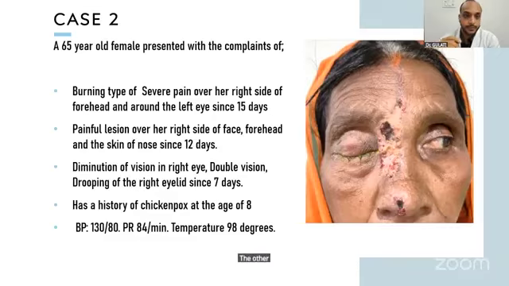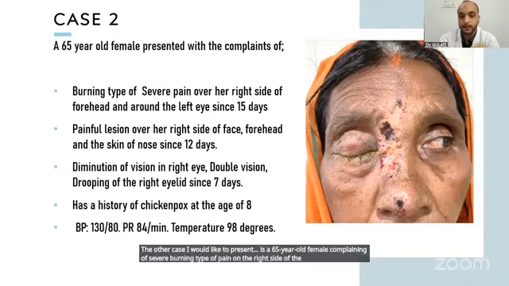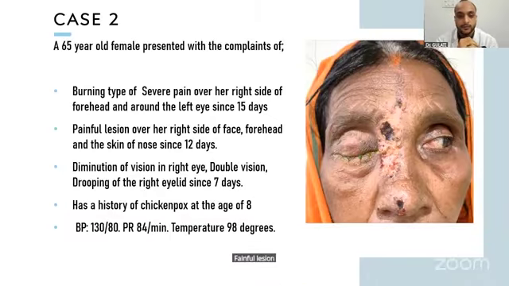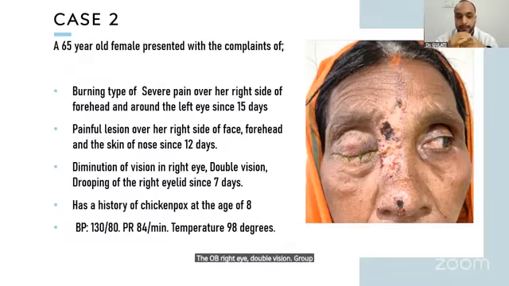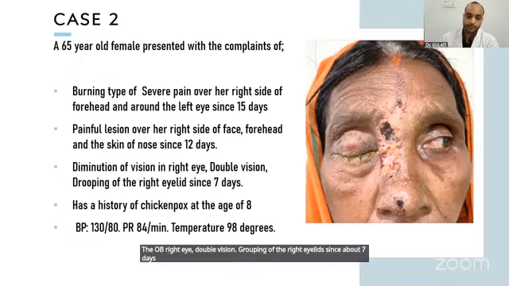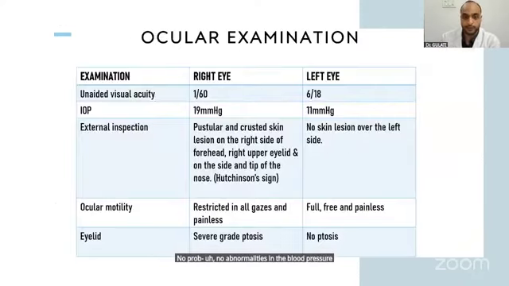The other case I would like to present is a 65-year-old female complaining of severe burning type of pain on the right side of the forehead around the right eye since 15 days, painful lesion over the right side of the face, forehead, and the skin of the nose since 12 days, diminution of vision in the right eye, double vision, drooping of the right eyelid since about 7 days, has a history of chickenpox at the age of 8, no abnormalities in the blood pressure, PR, or temperature.